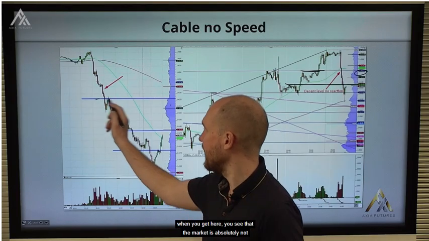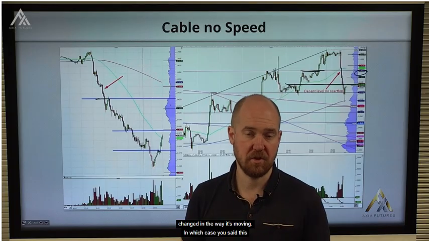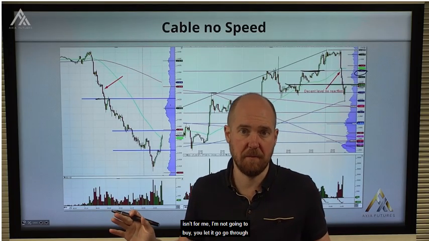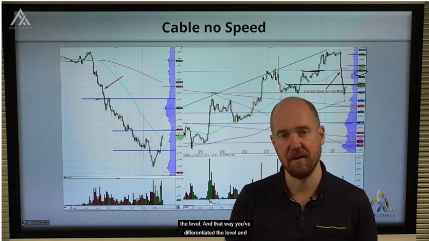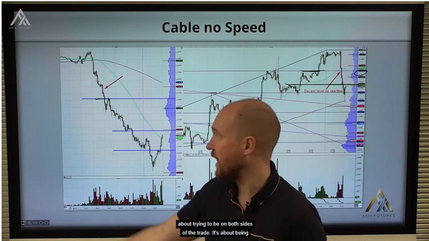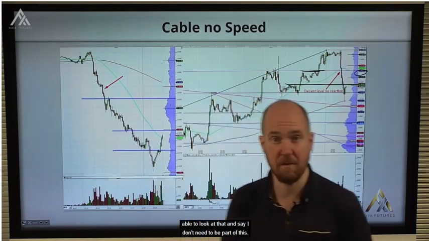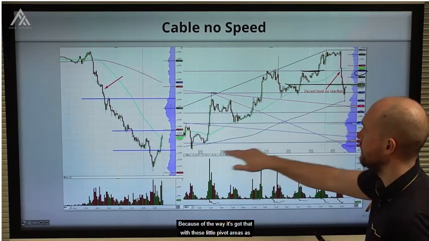And so when you get here, you see that the market has absolutely not changed in the way it's moving. In which case you say, this isn't for me. I'm not going to buy it. You let it go, it goes through the level, and that way you've differentiated the level and enabled yourself to step away from a losing trade. It's not about trying to be on both sides of the trade. It's about being able to look at that and say, I don't need to be part of this because of the way it's got there.